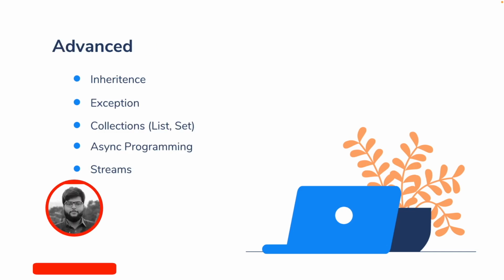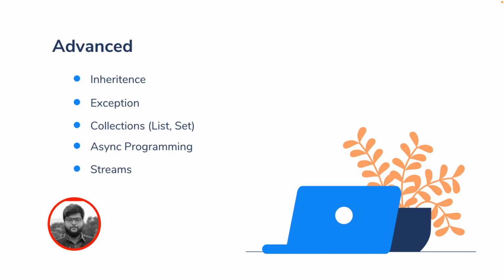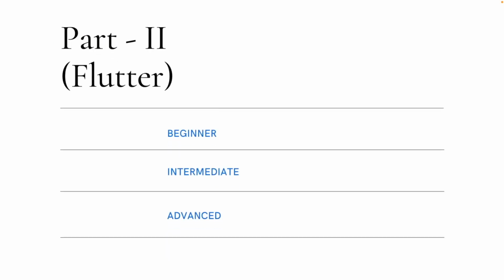And after both of these sections, we will move to the last section, the advanced one. In this section, you will get yourself familiar with inheritance, exception handling, collections, which include list and set, asynchronous programming, and streams, where they are used, how to use them, and where not to use them, which is also an important part. After clearing part 1 and practicing what you learned in part 1, we will move to part 2.